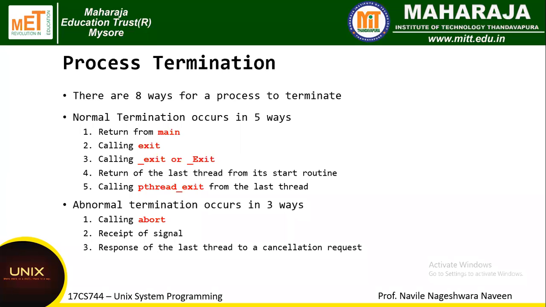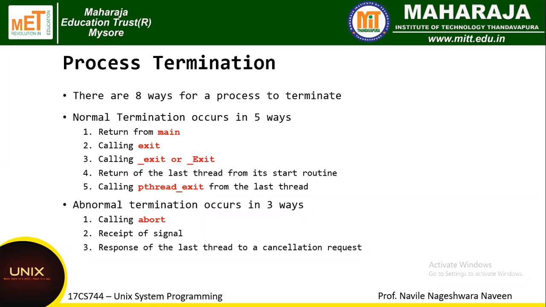Now, if you ask me what are the different ways a program can terminate abnormally, I can say there are three ways. One, whenever you call the abort function, or abort system call. Or whenever a process receives a signal, that can cause an abnormal termination. Or whenever there is a response of the last thread to the cancellation request, once again a point related to multi-threading. So these are the different ways a process can terminate abnormally.